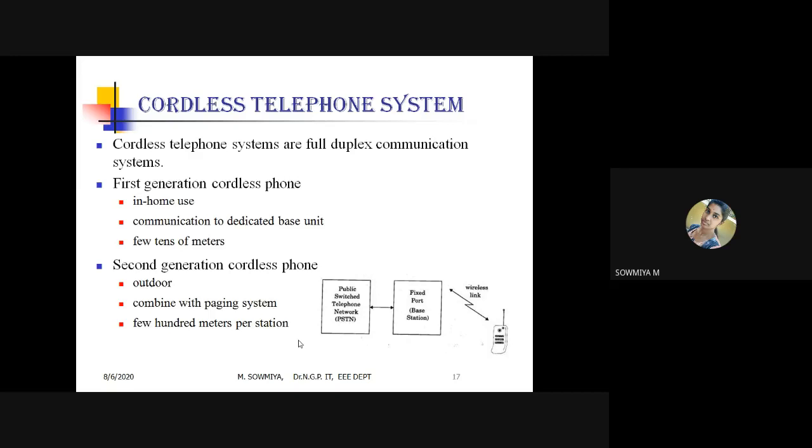And then second generation cordless phones. The second generation cordless phones were modified a little to be accessible outdoors also, combined with paging systems. So we can travel outdoors with it also. It can work up to a few hundred meters per station.